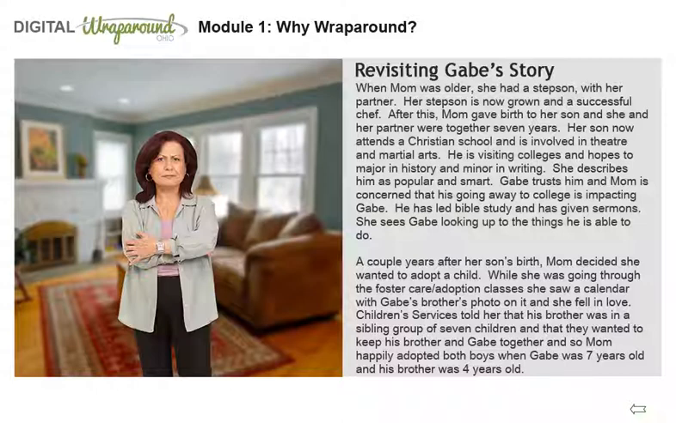A couple of years after her son's birth, mom decided she wanted to adopt a child. While she was going through the foster care adoption classes, she saw a calendar with Gabe's brother's photo on it and she fell in love. Children's services told her that his brother was in a sibling group of 7 children and that they wanted to keep his brother and Gabe together. And so mom happily adopted both boys when Gabe was 7 years old and his brother was 4 years old.